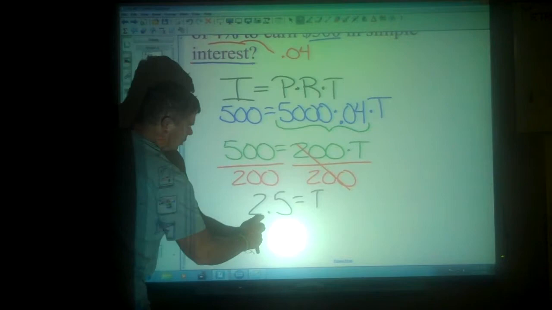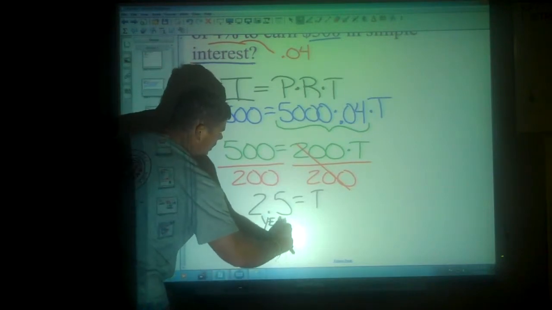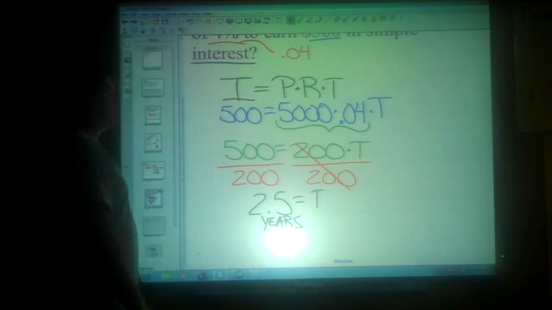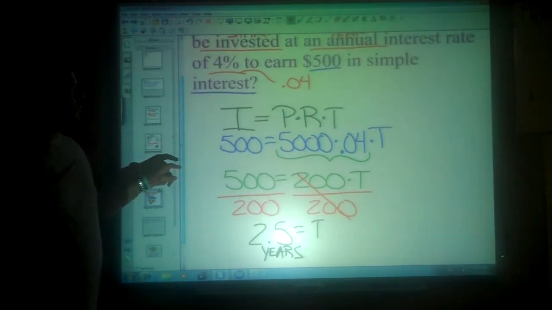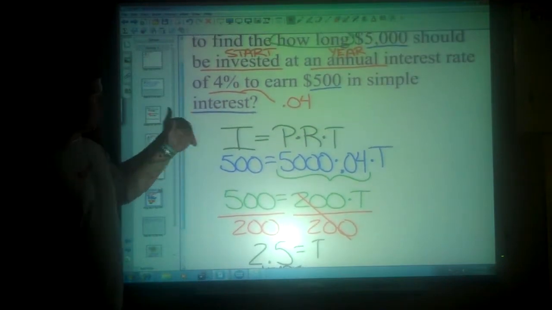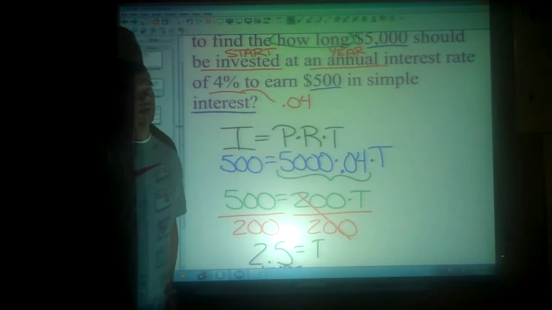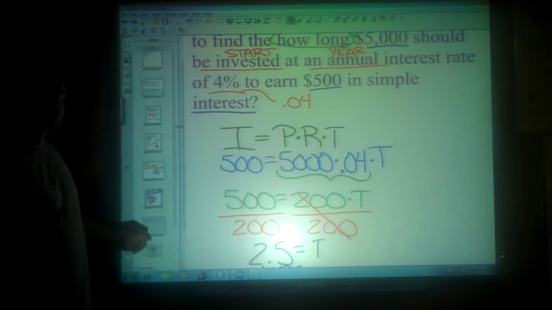And this was in annual, so we would say this is years. If we had $5,000 to invest at 4% simple interest, we could leave it in for 2.5 years and it would make us $500 just for sitting there.